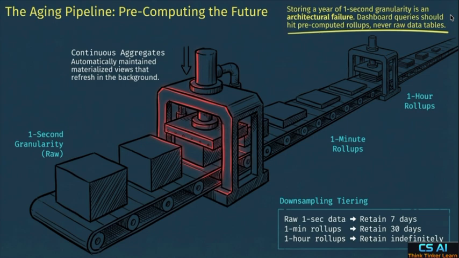Storing a year of 1 second granularity data is an architectural failure. It's too expensive and slow. We use an aging pipeline with continuous aggregates. Raw 1 second data is retained for 7 days. Meanwhile, background processes create 1 minute rollups for 30-day retention and 1 hour rollups for indefinite storage. Your dashboard queries should always hit these pre-computed rollups, never the raw data tables.